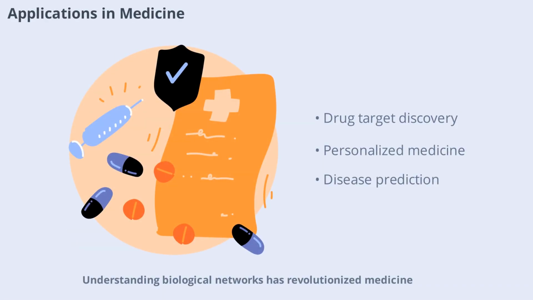Understanding biological networks has revolutionized medicine. By mapping disease networks, researchers can identify new drug targets, predict side effects, and personalize treatments. Network-based approaches are leading to breakthroughs in cancer therapy, infectious disease, and more.